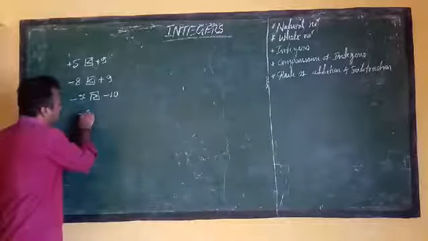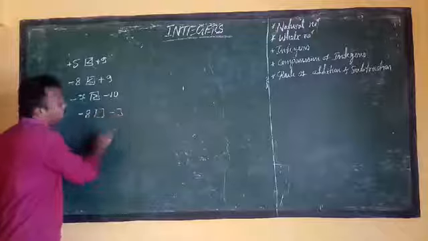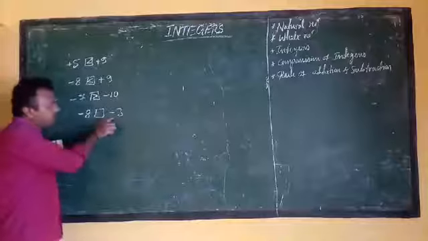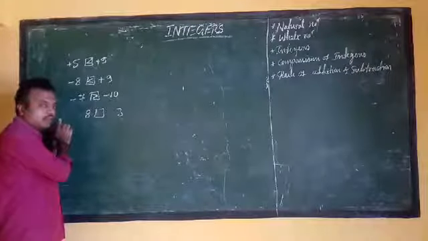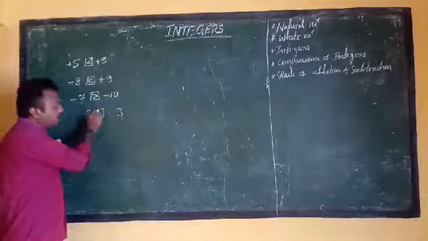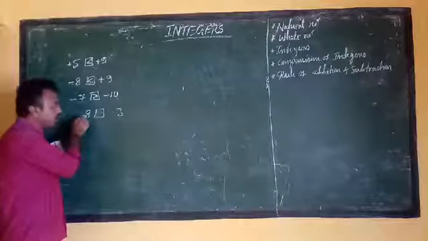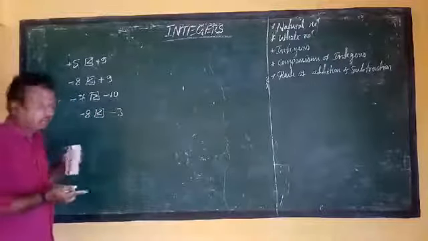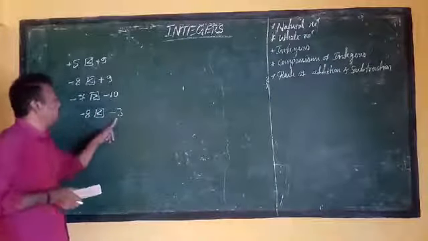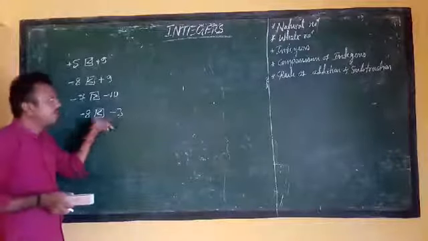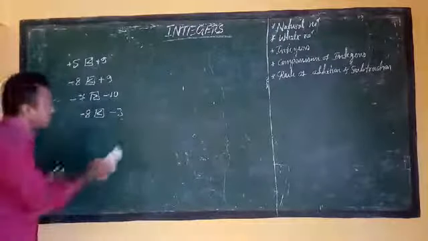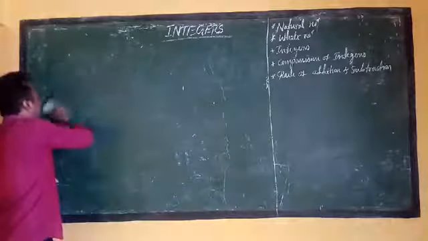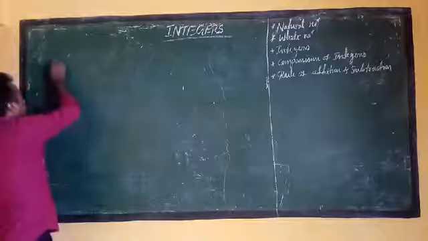Another example: minus 8 and minus 3. You should remove the negative signs first. 8 and 3. So 8 is greater. If I put minus, the symbol becomes reversed. Correct? Very easy. Minus 8 is smaller than minus 3. Understand? So like this you have to compare. So next, I will take another example.